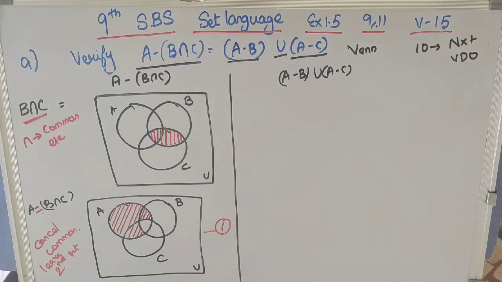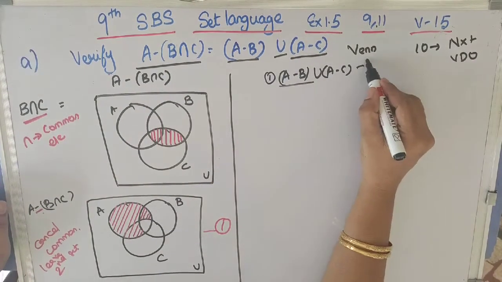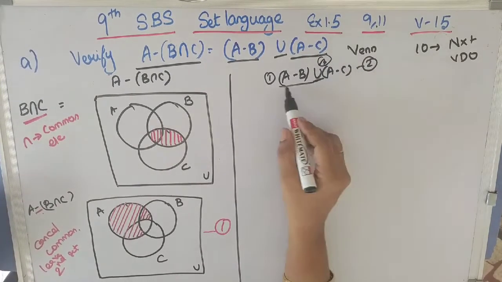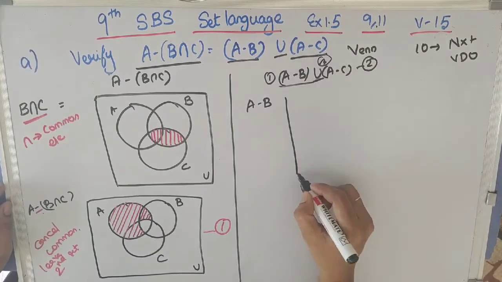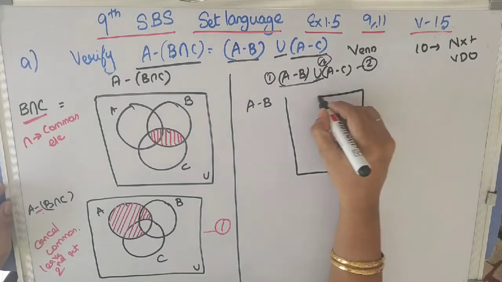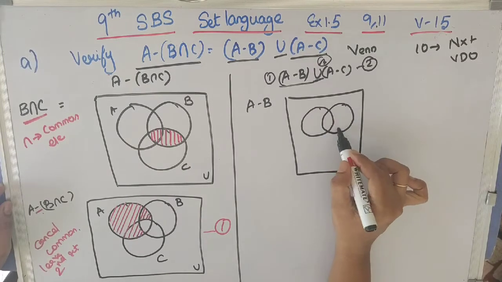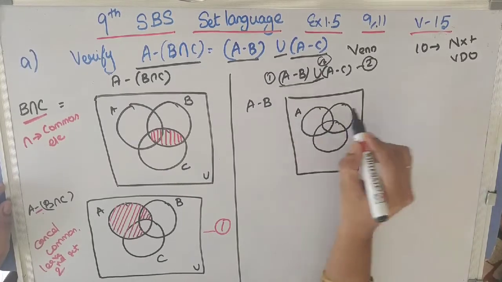So I am shading the entire A except the B intersection C part. This is 1. Now we have to find A difference B first, then A difference C as second, then we have to find the union between the two sets. So first let us find what is A difference B. Let me draw A, B and C set within the universal set U.